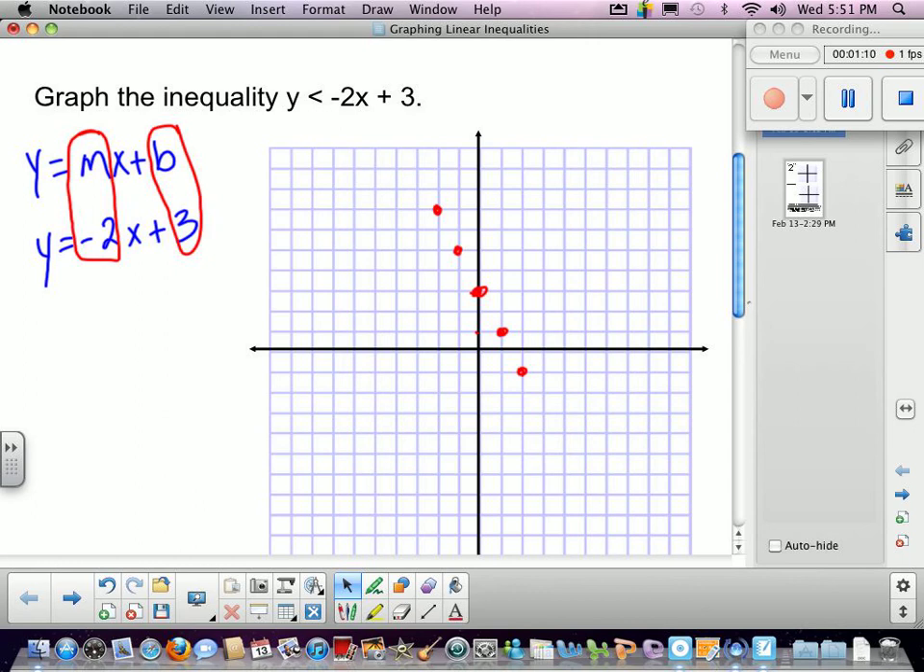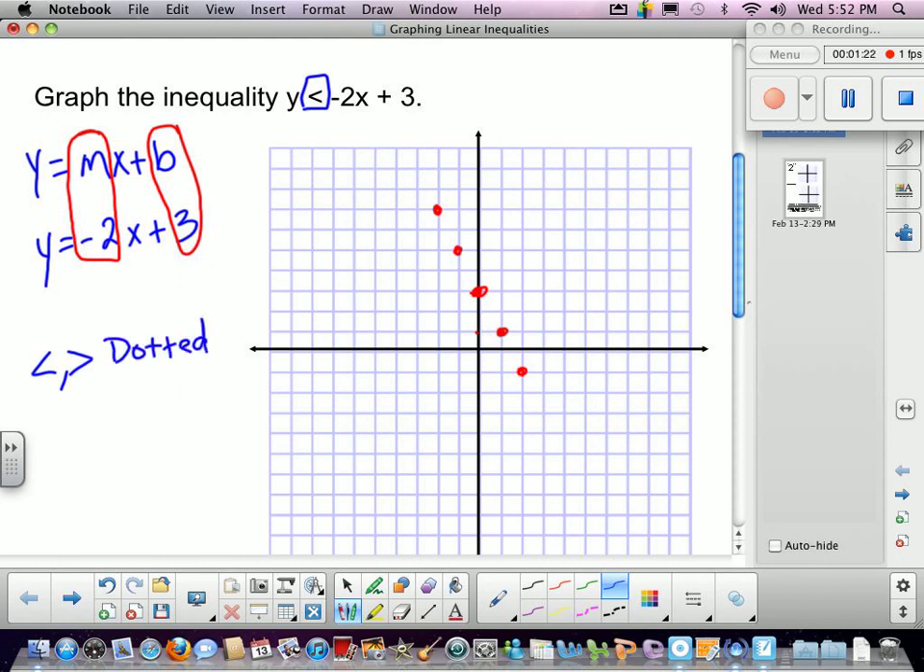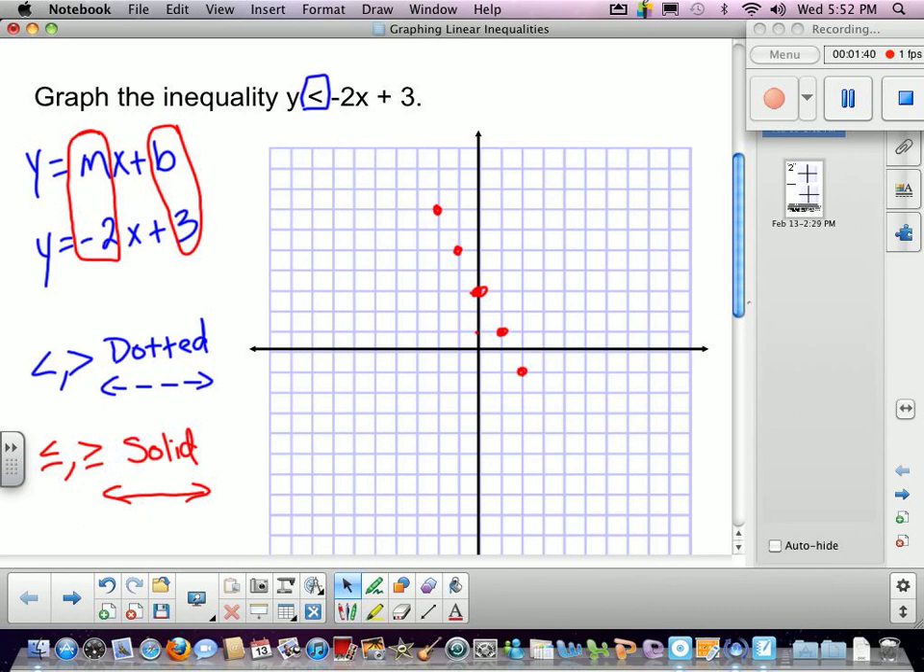All right, and this is where we have to establish when it is solid and when it is dotted. If it's less than or greater than, it is going to be dotted because it's not equal to, so therefore we're going to have some blank spots. And so it's going to be a dotted line. If it was less than or equal to, greater than or equal to, it would be a solid line. It would look like that. And there are no holes in that particular line. All right, so everything that's on the line would be included in the solution.